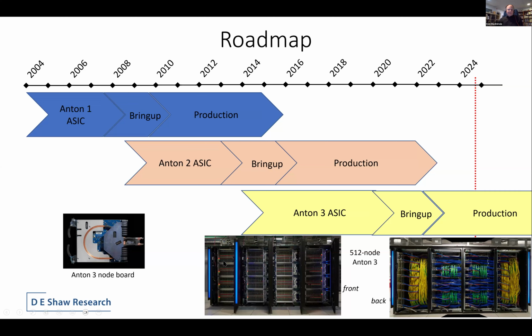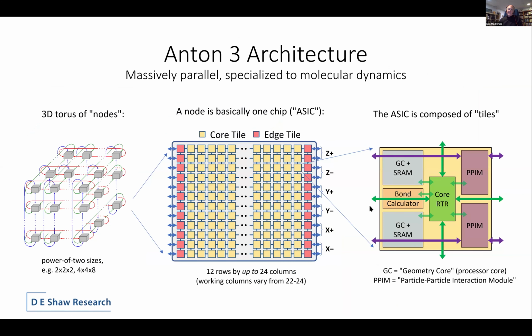So each one of these is a node card. There's like 128 node cards per rack, so 512 total. And the back of it is even more cool looking because you can see all the wiring in there with the network. So let me spend a couple slides on the architecture of this machine.